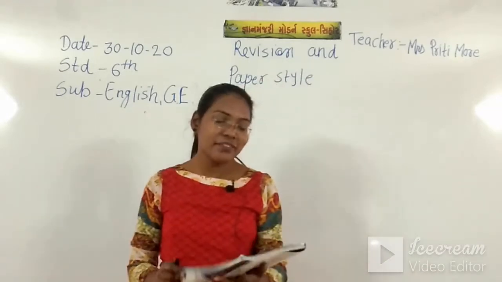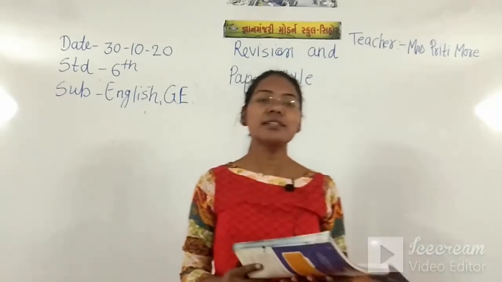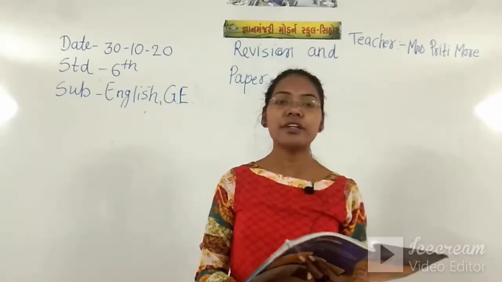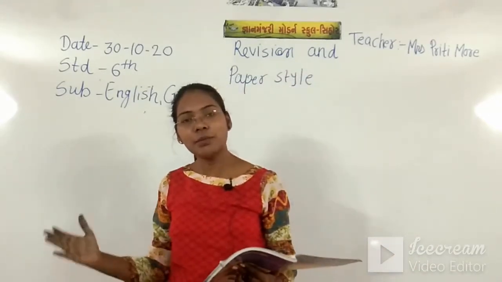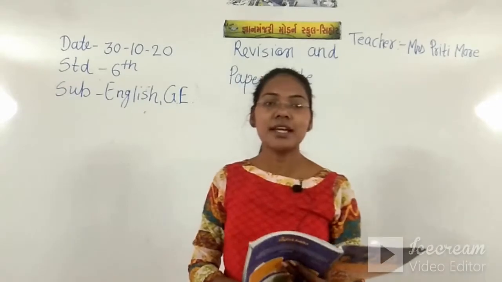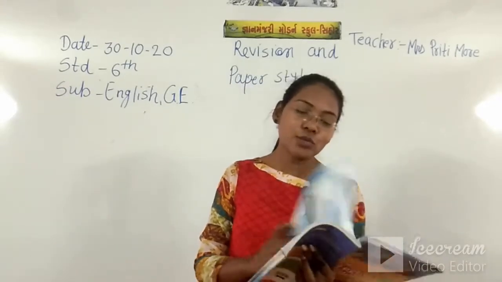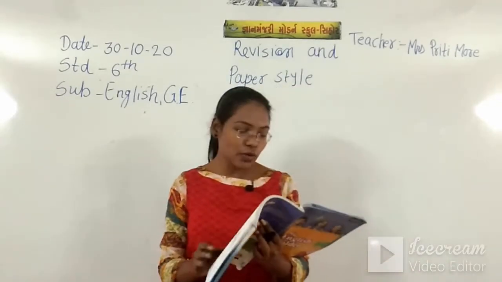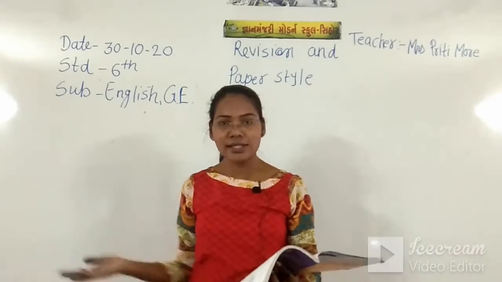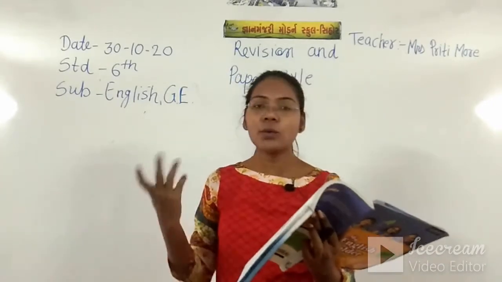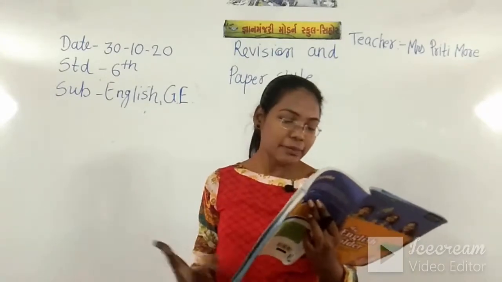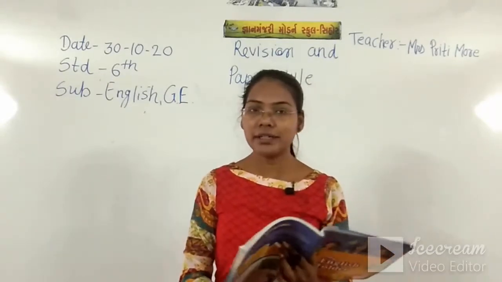So first we'll see the noun. What is a noun? The noun is the word which is given to the place, to the things, to the animals and to the person. And there are 2 types of noun. One is proper noun and second is common noun. Countable noun, uncountable noun, abstract noun and concrete noun.